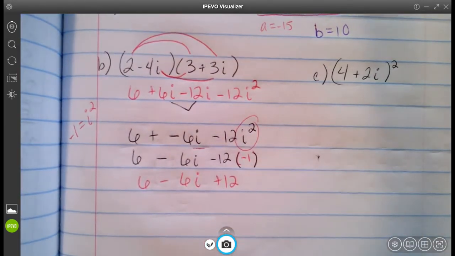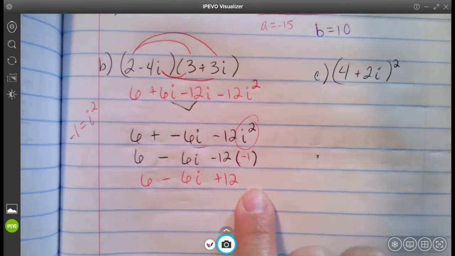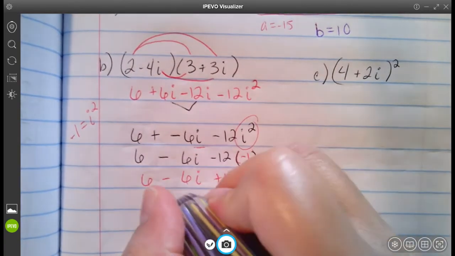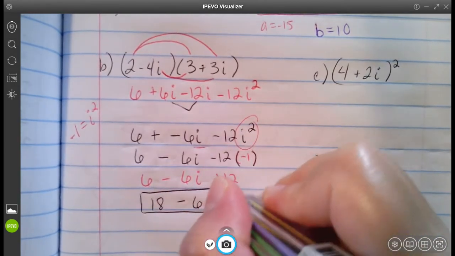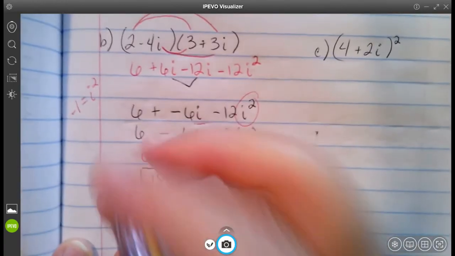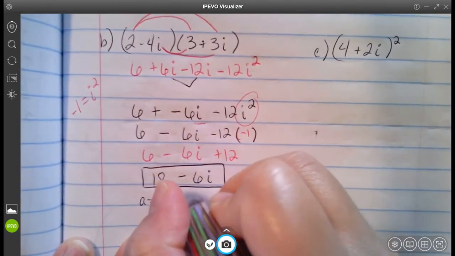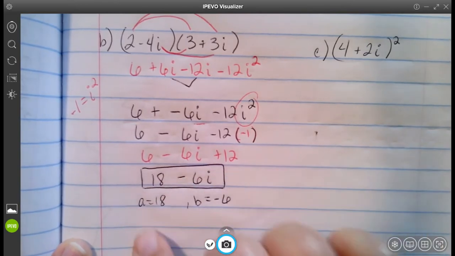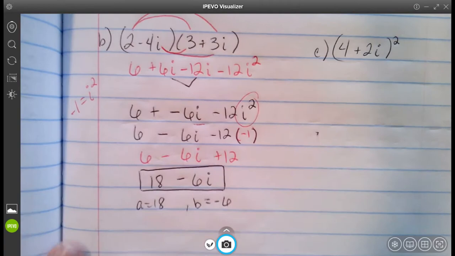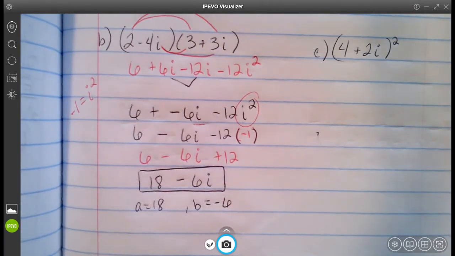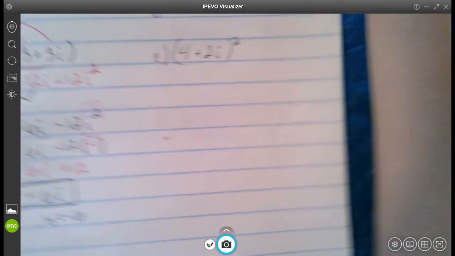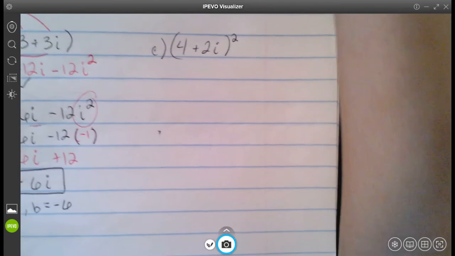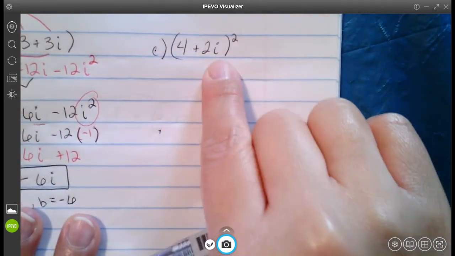and we're almost done. It looks like we can combine the 6 and the 12. So 6 plus 12 is 18 minus 6i, and we have reached our standard form, where A would be equal to 18 and B would be equal to negative 6, the real part and the imaginary part. Okay, not too bad, I hope. Last one, and I think that might be it for this video. It's going to be kind of a shorter video, and then we have complex conjugates, which isn't as bad as it sounds. So this one is 4 plus 2i squared.